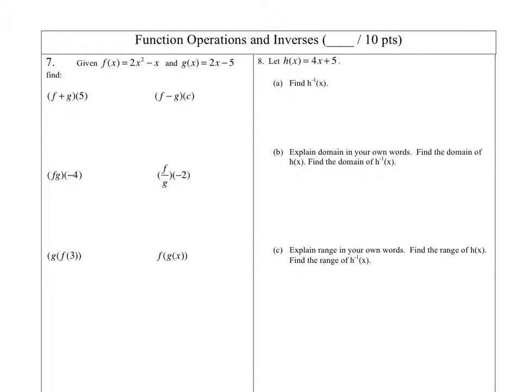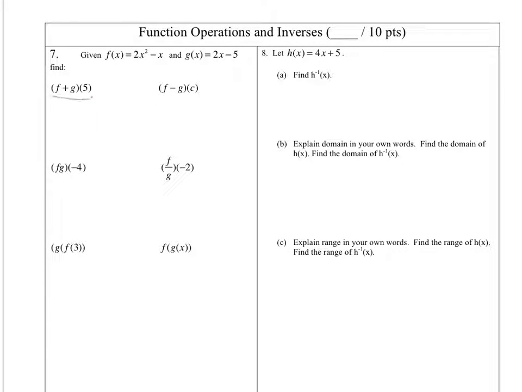In function operations and inverses, we've got a few problems that we have to work through in order to kind of make some sense of this. First thing is to deal with f plus g of 5. I'd like to remind us that this means f of 5 plus g of 5. In other words, f of x plus g of x, and then plug in 5. So let's do that part. 2x squared minus x plus 2x minus 5. And with that, I get 2x squared plus x minus 5.